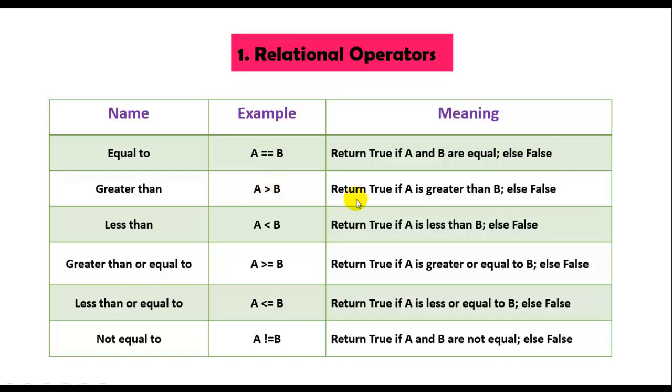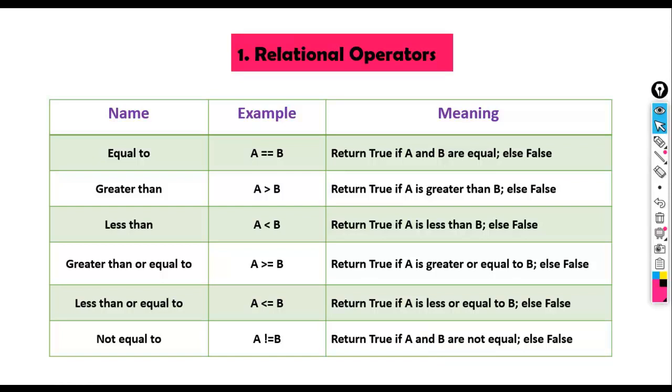A greater than B returns true if A is greater than B, else false. A less than B returns true if A is less than B, else false. A greater than or equal to B returns true if A is greater or equal to B, else false. A less than or equal to B returns true if A is less or equal to B, else false. A not equal to B returns true if A and B are not equal, else false.